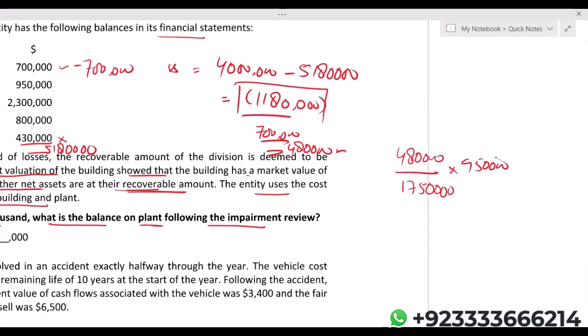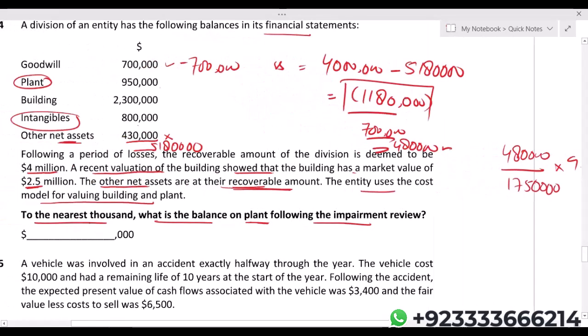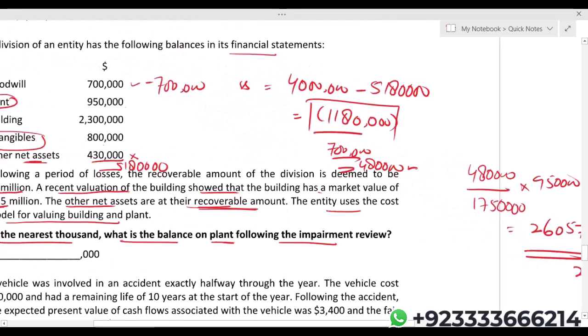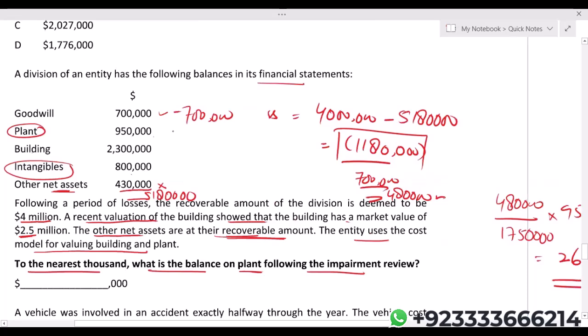I'm getting 2.6 to the nearest thousands. The answer which I'm getting is 260,571, or you make it 261 to the nearest thousand. It means plant. From this 9 lakh 50,000, if I deduct 261, 950 minus 261, I'm getting 6 lakh 89,000.